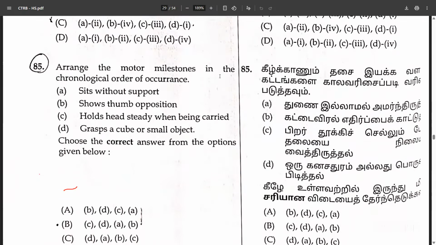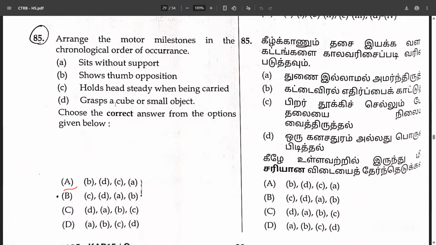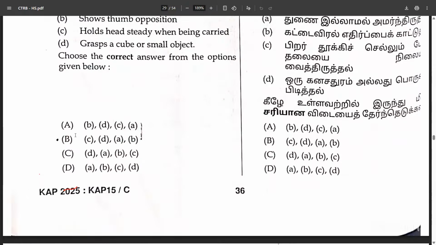Arrange the motor milestones in the chronological order of their occurrence. Okay, so here: sitting without support, show thumb opposition, hold the head steady when being carried, grabs a cube or any small object. So the first thing the child will do is holding the head steady. Then grabbing any cube or small toy, then after that sitting without support, and at the end the child will show thumb opposition, like thumbs up. So B will be the correct answer for this.